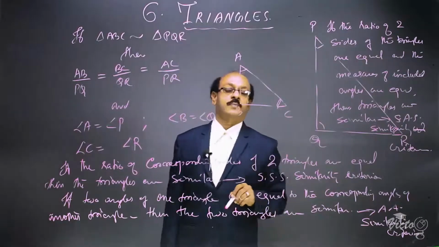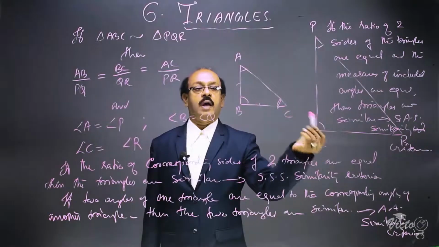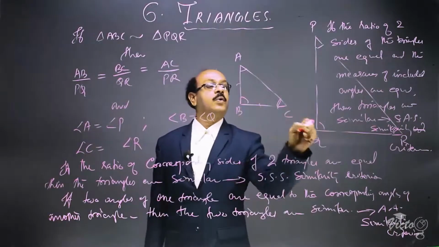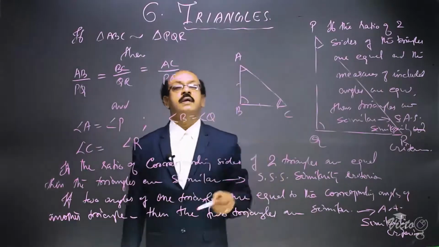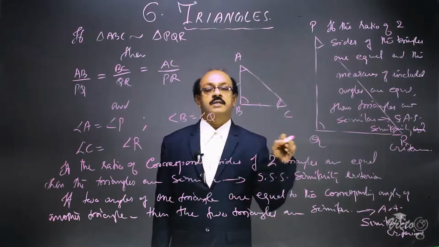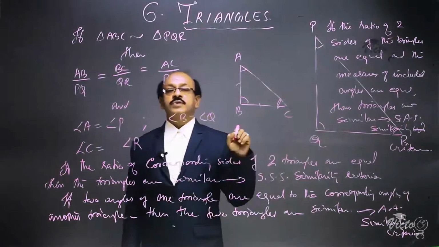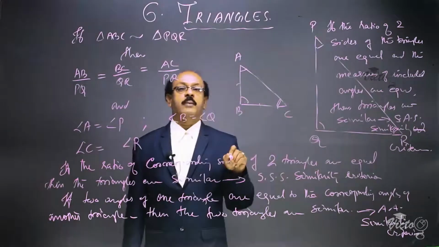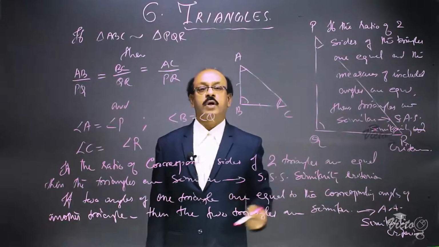Then the third one is: the ratios of two sides are equal and the measures of the included angles are equal. Then the two triangles are said to be similar. This property is called SAS, side angle side similarity criterion. We have to study these criteria very well because we have to use them in the following problems.